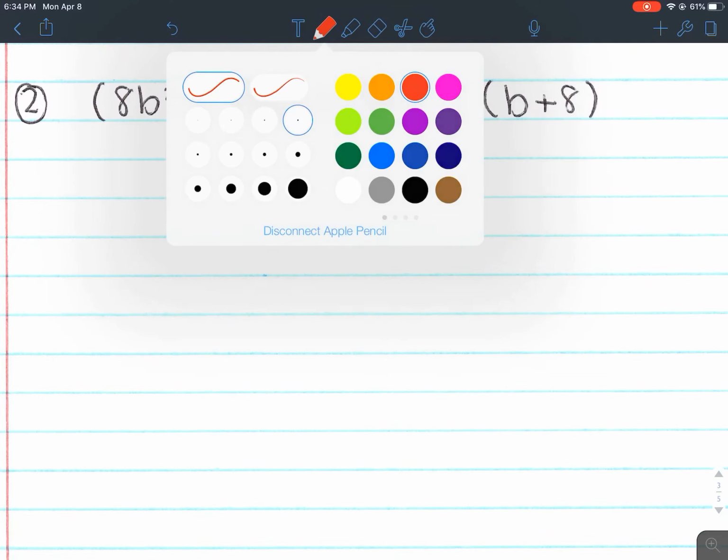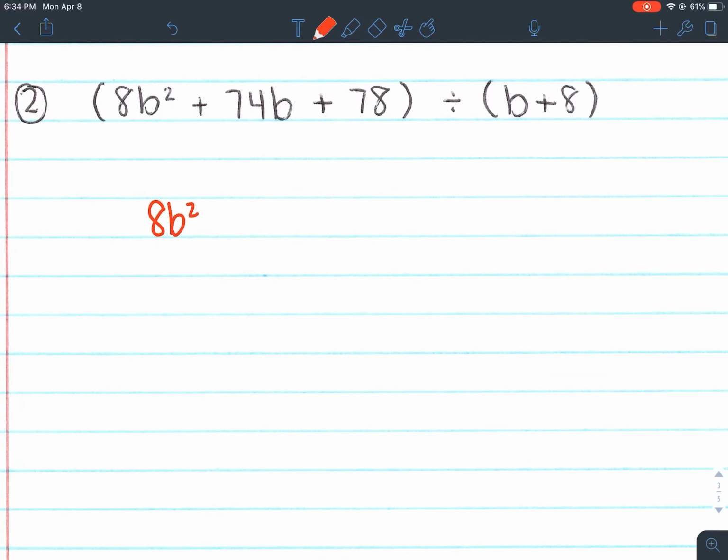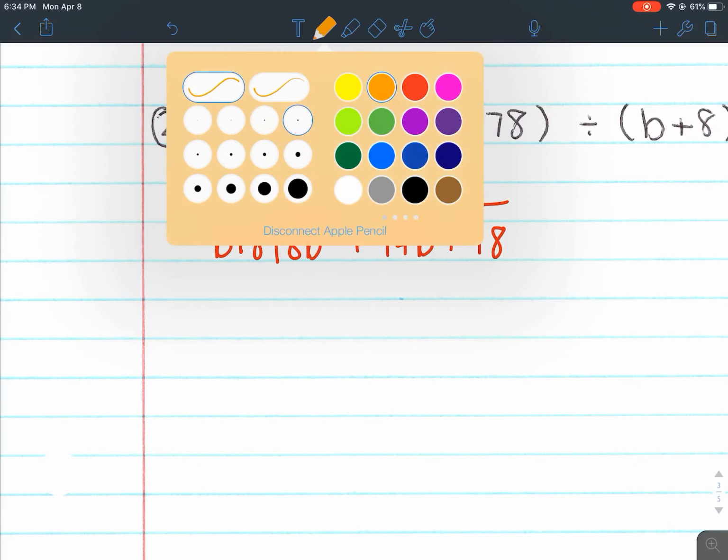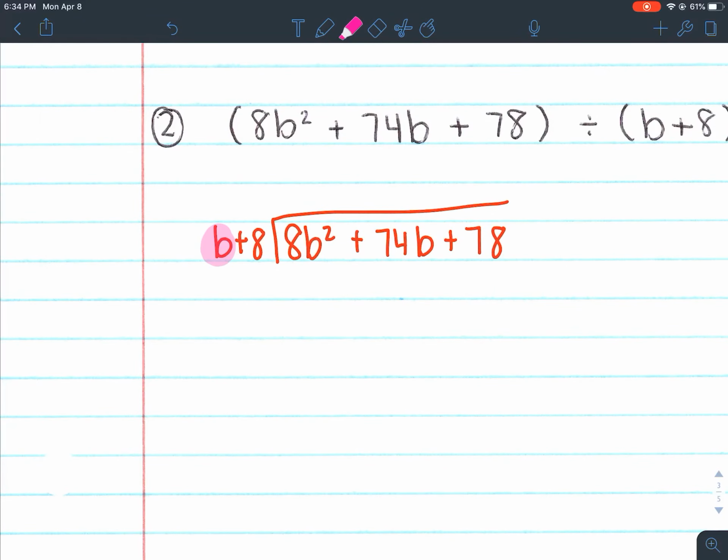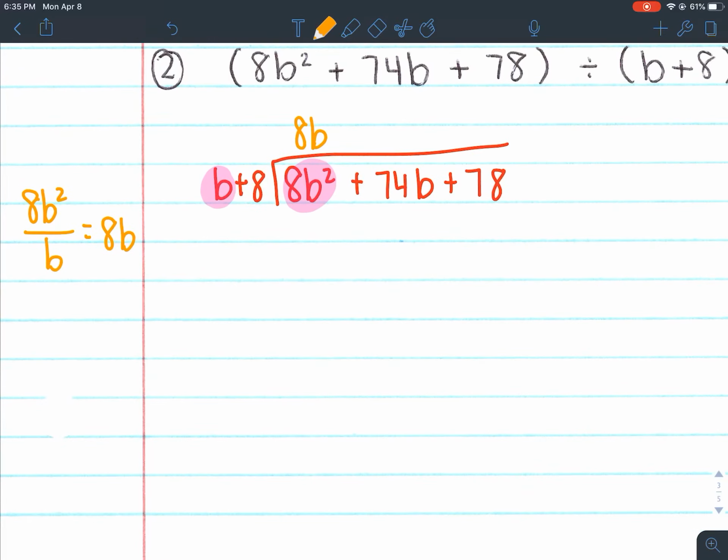Okay, number 2 is our last one here. So we have 8b squared plus 74b plus 78 divided by b plus 8. Again, first thing you ask yourself, how many times is b going to 8b squared? So 8b squared divided by b is going to be 8b. 8b times b is 8b squared. 8b times 8 is positive 64b.